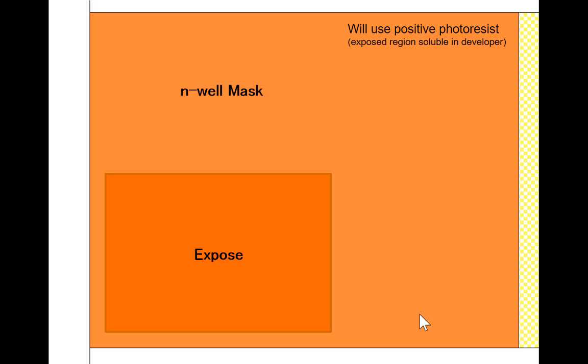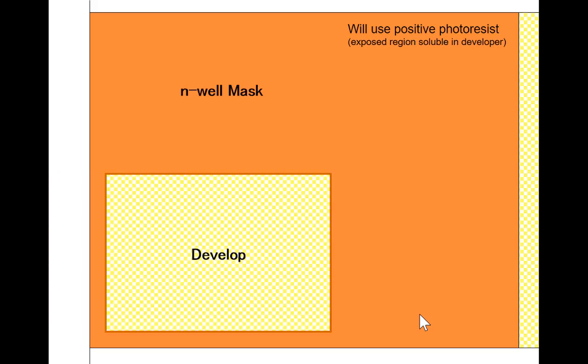And then when I develop the photoresist, it will be removed where it's soluble. So if I develop it, I'm going to see P-type substrate underneath the photoresist that was here. The rest of the wafer still has P-type material underneath it, but I can't see that from the top because that's covered with photoresist. Okay.